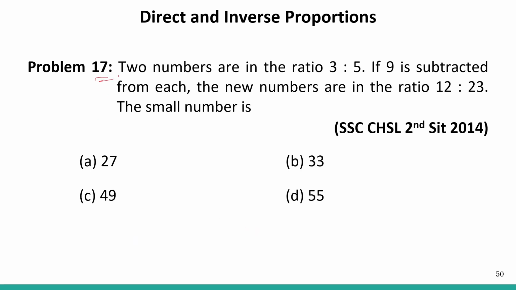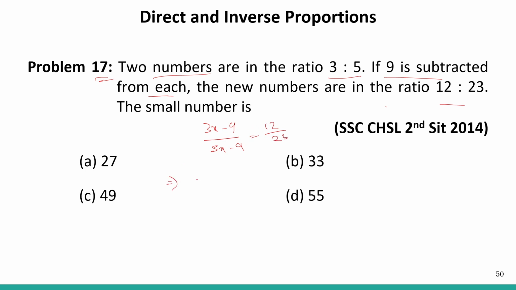So let's see problem number 17. Two numbers are in the ratio 3:5. If 9 is subtracted from each, then the new numbers are in the ratio 12:23. Then the smaller number is what? Okay, so given that, if we subtract a number from each, let their common factor be x. So the numbers are 3x and 5x. If 9 is subtracted, it is 3x minus 9 by 5x minus 9, and this is equal to 12 by 23.